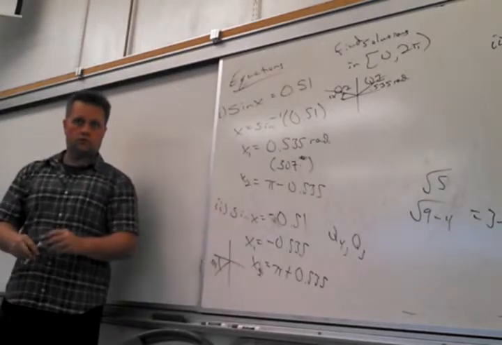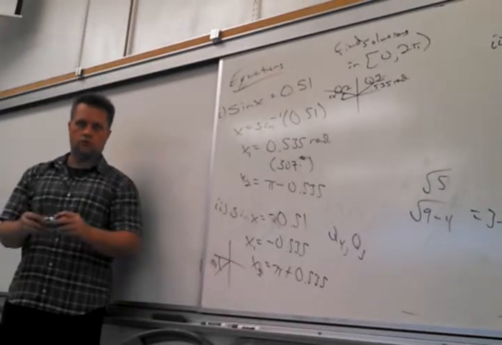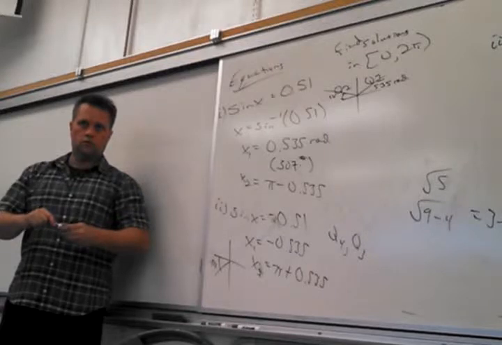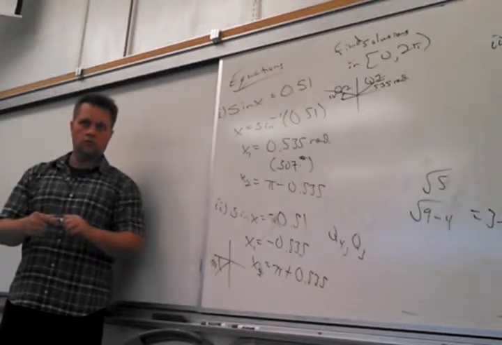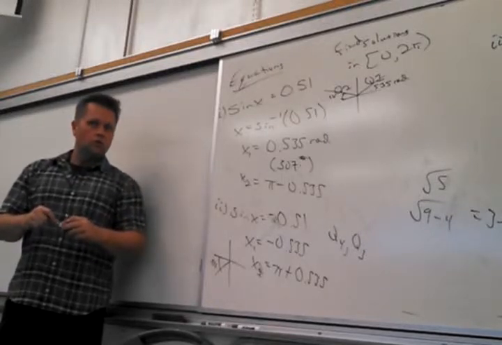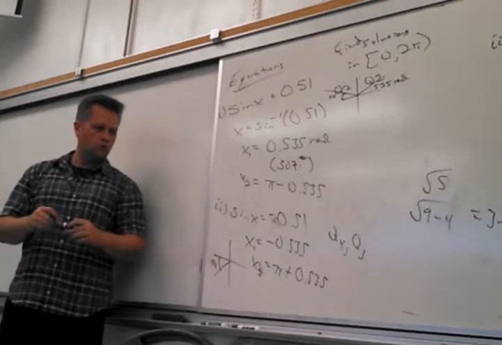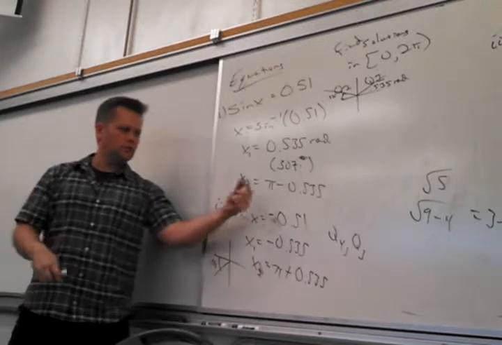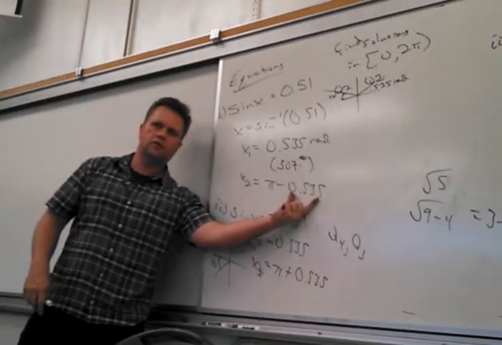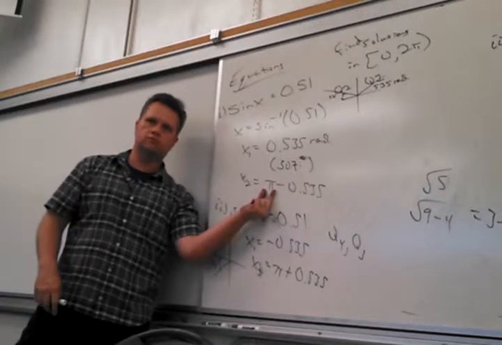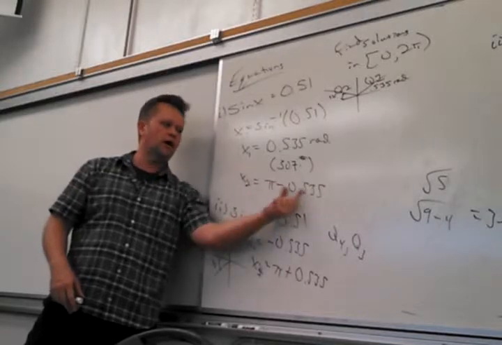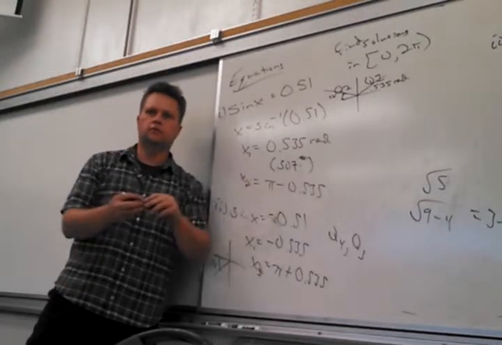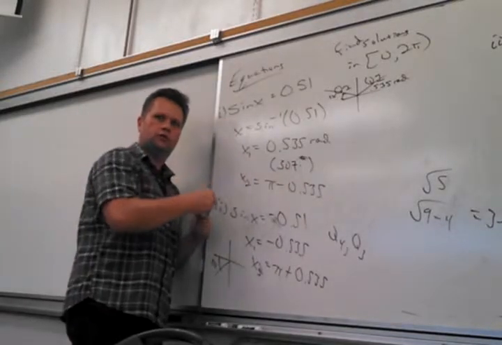Yes, sir. So if we were to have this problem and we were writing both the solutions, x2, we would just leave it like that? The x2 answer, we would just leave it as pi minus 0.535? Yeah, I see what you mean. You could, since this is a decimal approximation already, you could just go ahead and approximate it. That's fine. You could leave it like this, or you could do like you're saying.